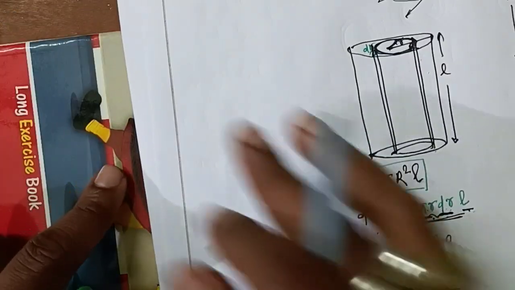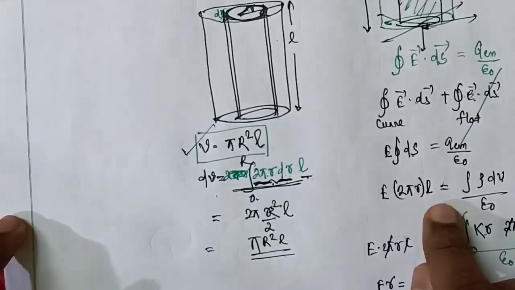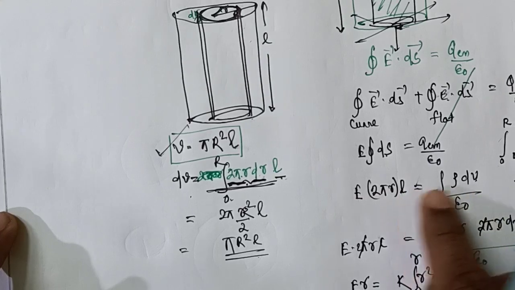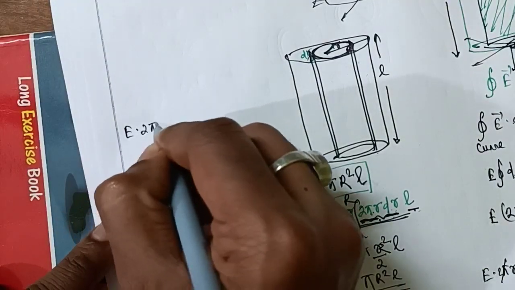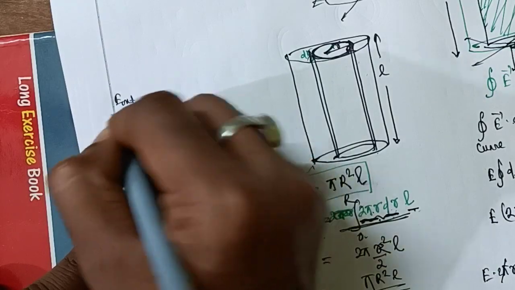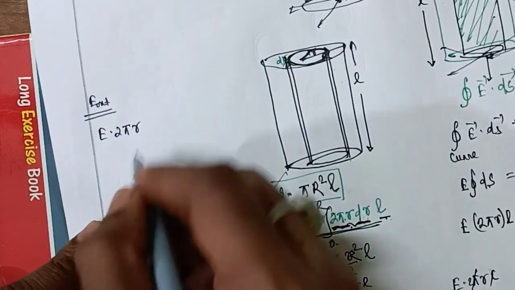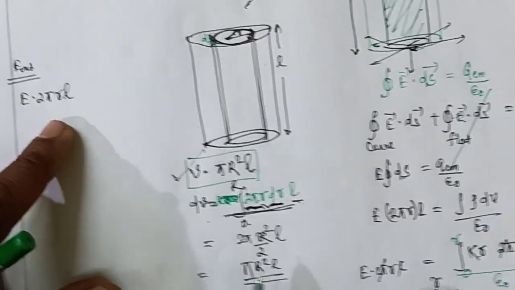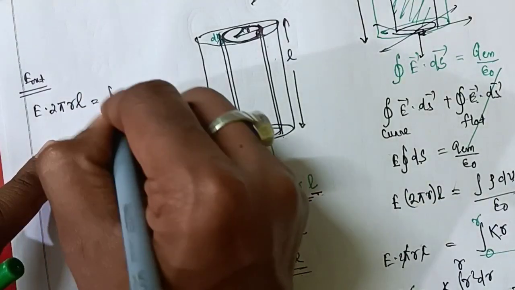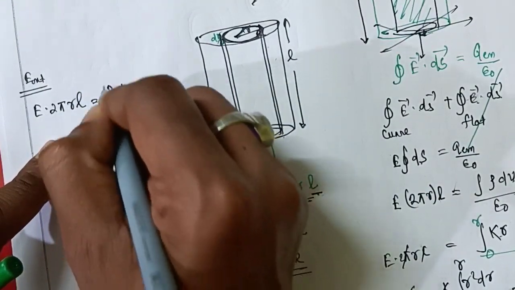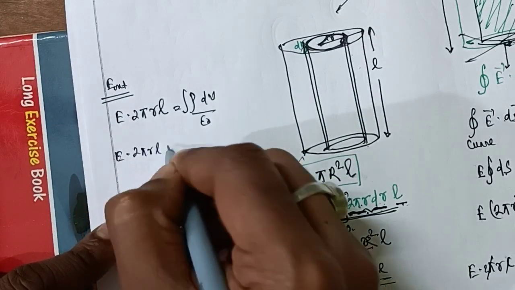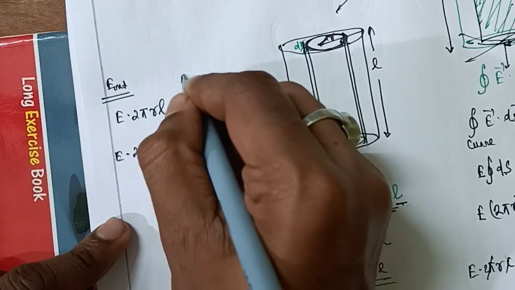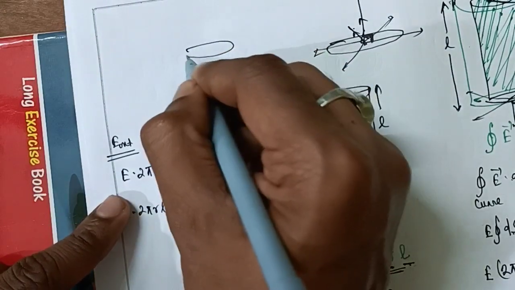If I go for the outside region, similarly I will directly bring this here. So E into 2 pi r L, this is the Gaussian surface, and I will write simply rho dV upon epsilon naught, this is my integration. E into 2 pi rL. And I already know the limit is 0 to R, because this is pretty clear.